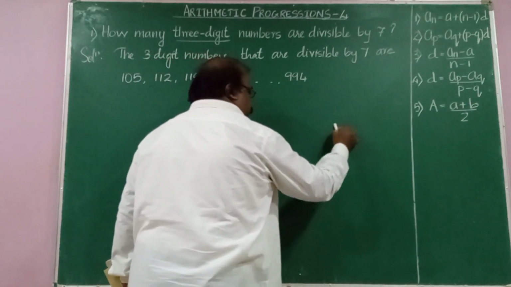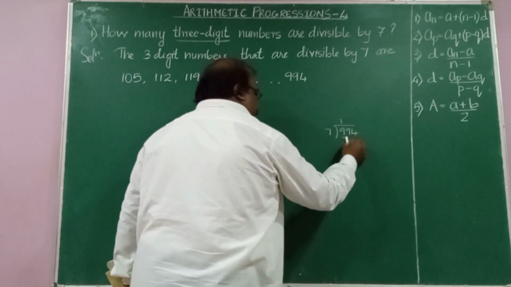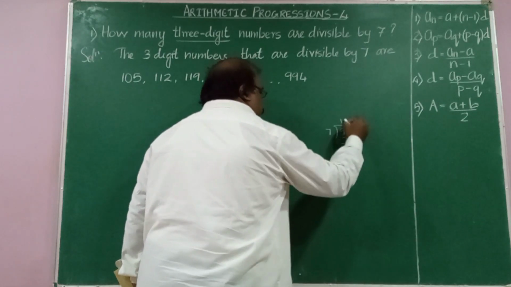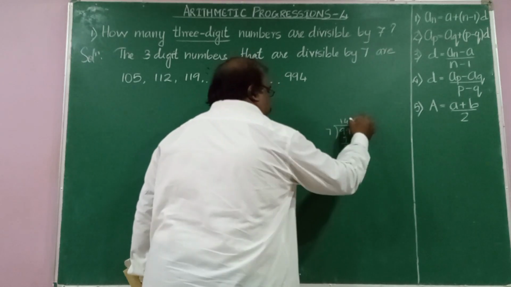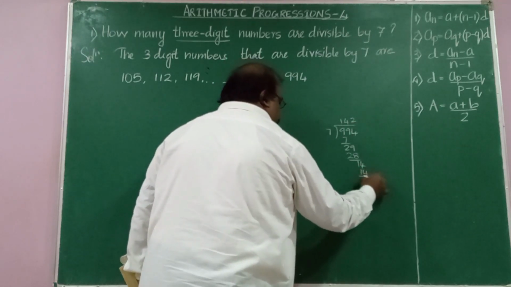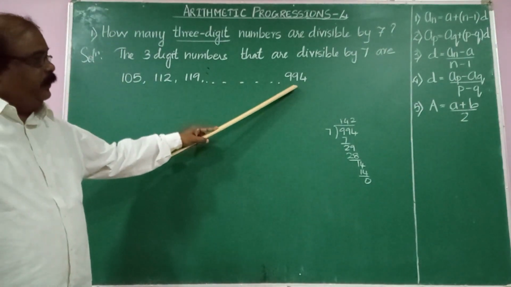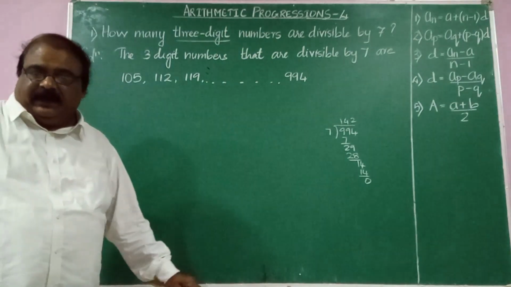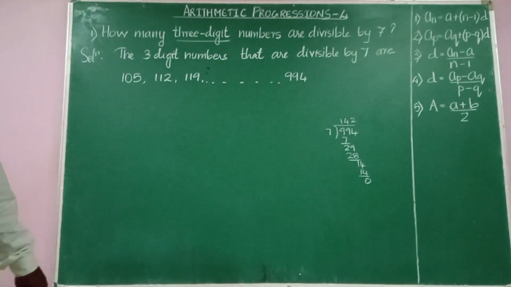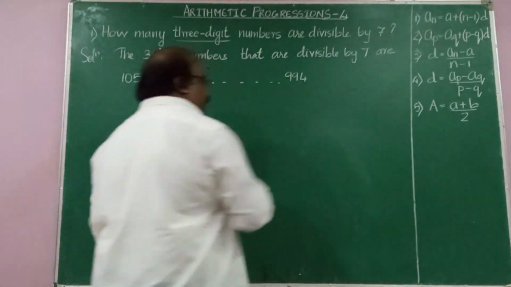Let me check. 994 divided by 7. 7 ones are 7, 7 fours are 28, 7 twos are 14. The remainder here is 0. So the last 3-digit number that is divisible by 7 is 994. Now what is my question? How many 3-digit numbers are divisible by 7?